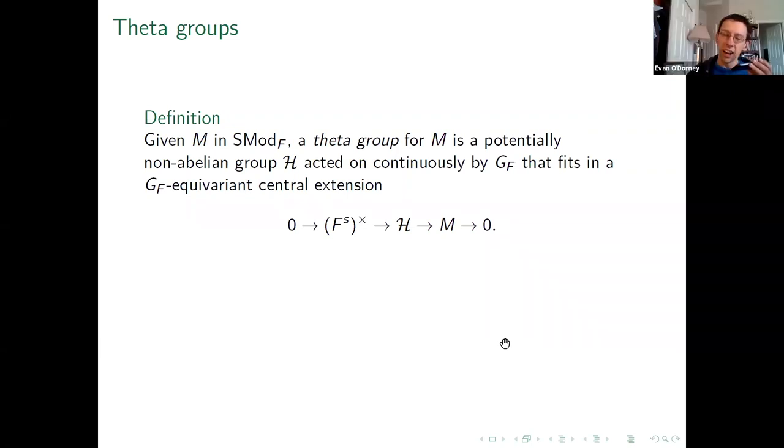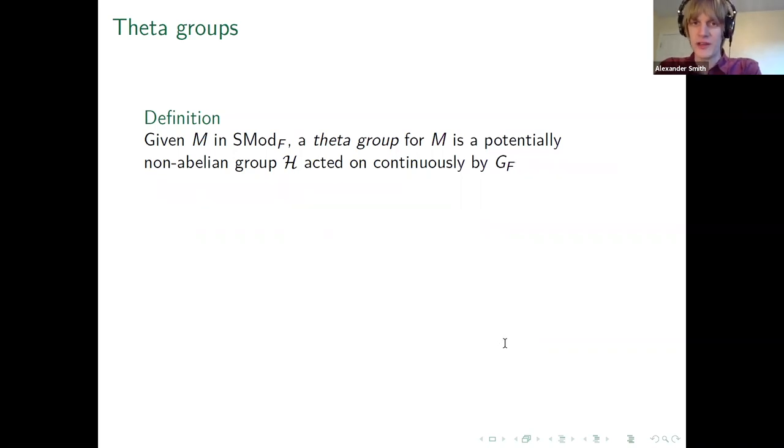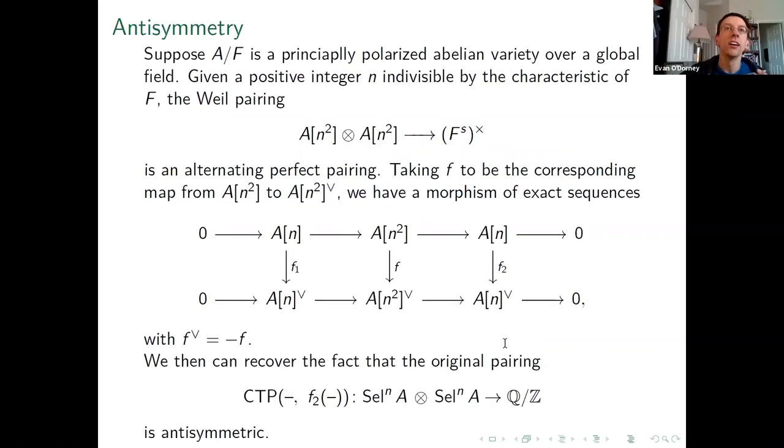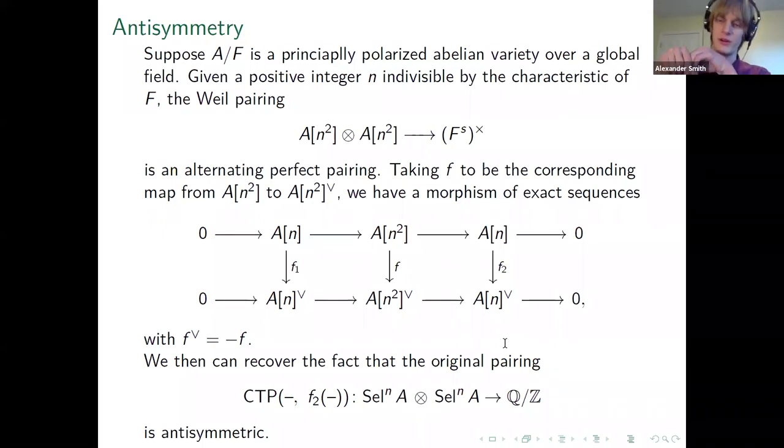Are you saying that when you were using naturality and duality, if F is alternating, then the corresponding Cassels-Tate pairing is alternating? If F, the map from M to its dual, is alternating. Oh, that's not sufficient, because if that were true, then this argument would tell us that the Cassels-Tate pairing for a principally polarized abelian variety is always alternating, and that's not true. Okay, because the Weil pairing is alternating. Very good. Thank you.